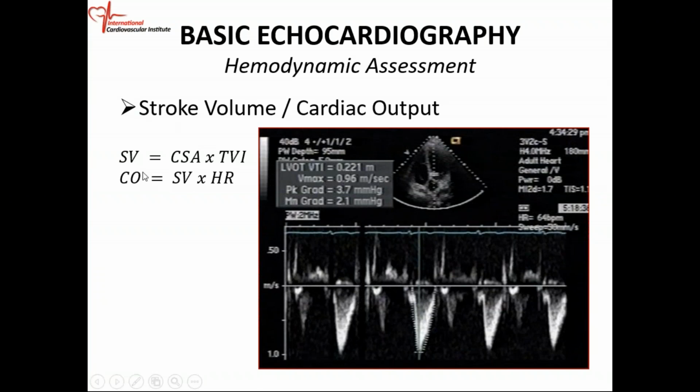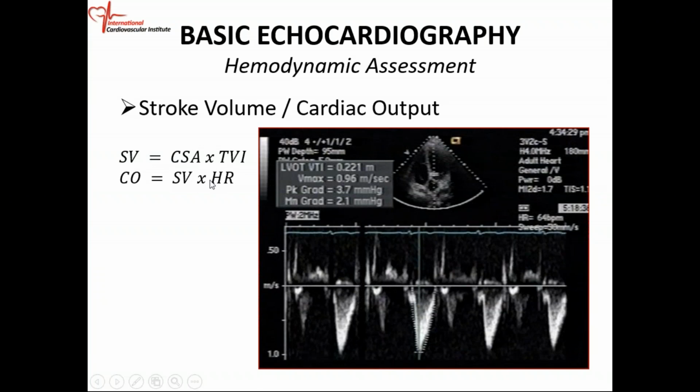All right, so stroke volume is equal to the cross-sectional area times the TVI. I just showed you how to get your TVI or VTI. Apical 5-chamber view, cursor is right there, sample volume. It should be a little distance from your aortic valve. It's a pulse wave Doppler measurement, and you're going to do planimetry to get your VTI. So all you need now to get the stroke volume is a cross-sectional area.